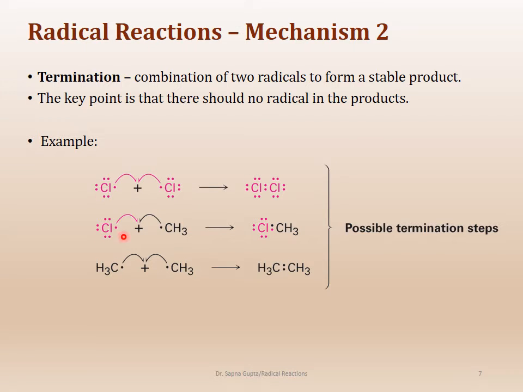You can have a chlorine radical with a methyl radical to give chloromethane. You can have two methyl radicals reacting to give ethane. These are all possible steps. Which one is happening? Maybe all of them are happening. Which one can you write? You can write any one of them. Anything is possible, so you can write any of these steps during the termination step.